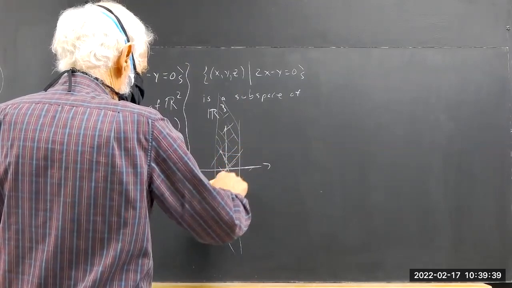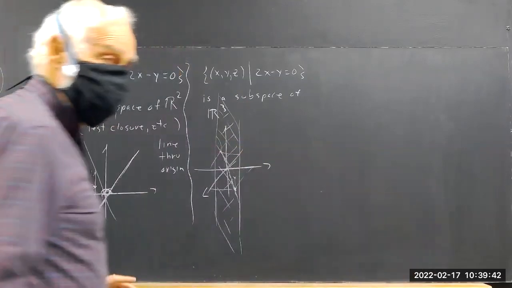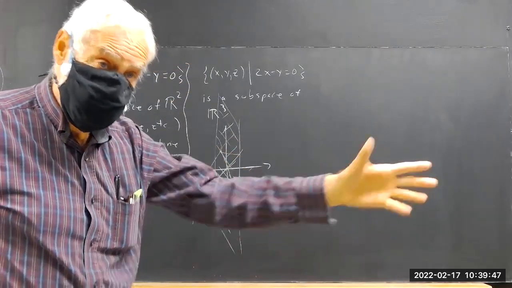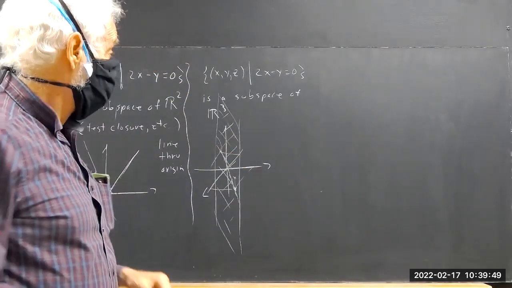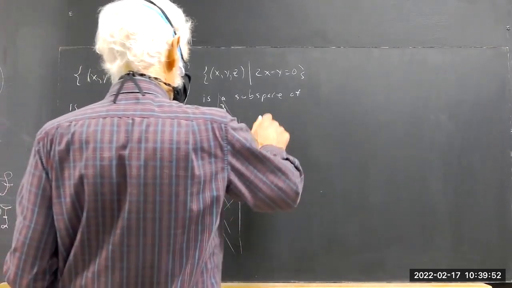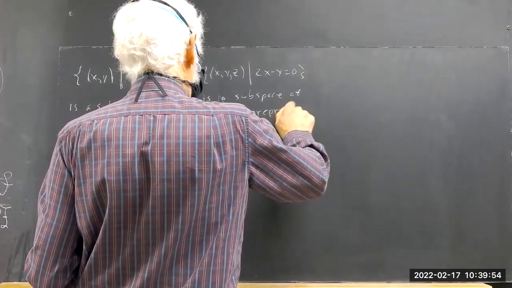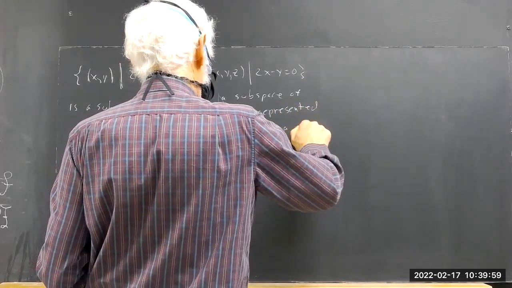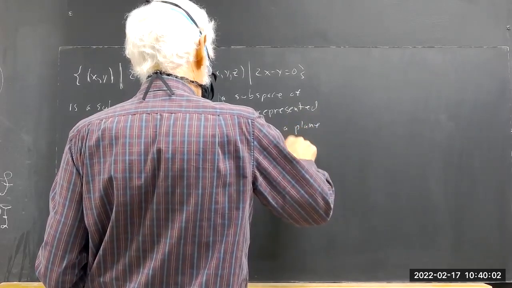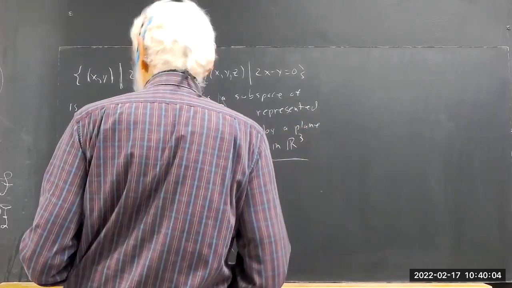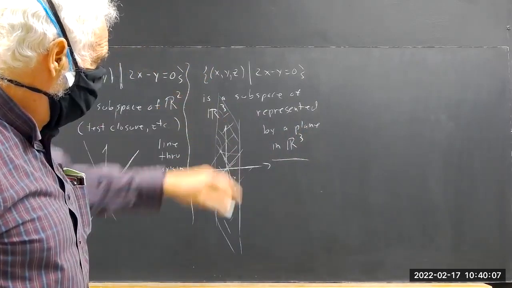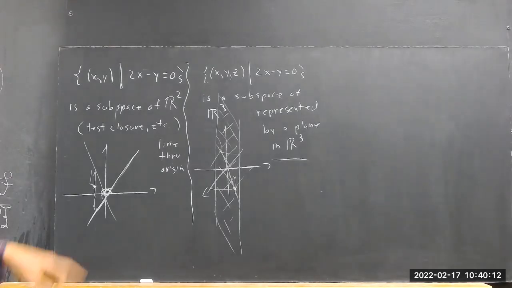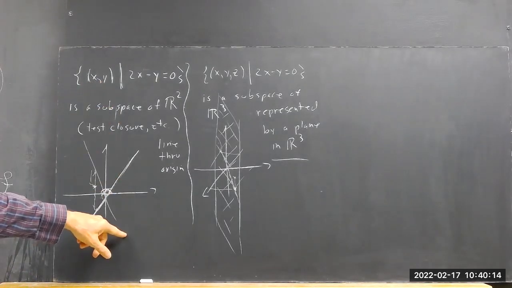Here now we have at least a section of an infinite plane. All the points above the infinite line here, above and below. And that subspace is represented by a plane in R3. And this is represented by a line in R2.